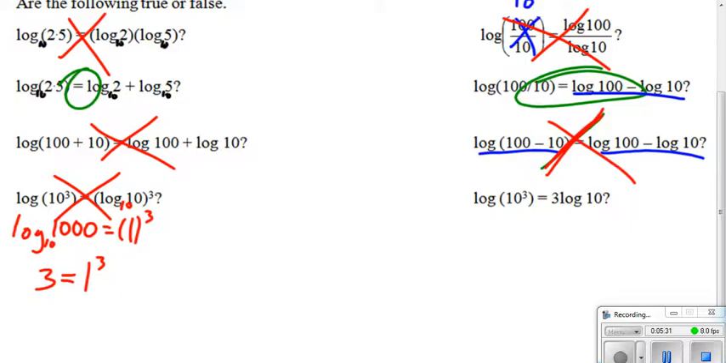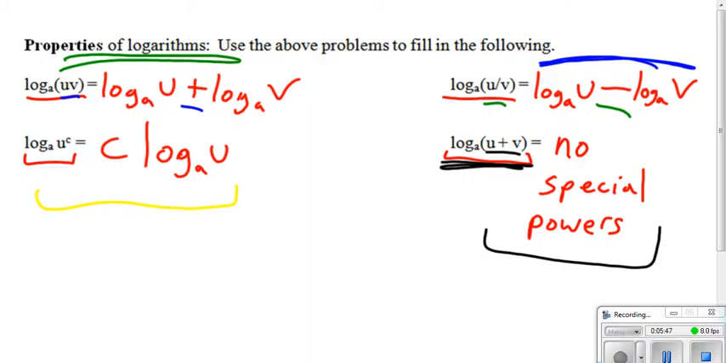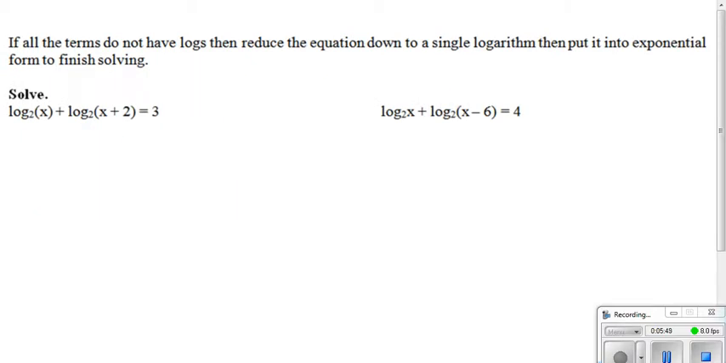How about though if we have log base 10 of 10 to the third power equals 3 times log base 10 of 10? Well, remember from our properties, that one does work. That one is totally fine. So we can use those properties to solve different problems like this. And there again were those properties. So let's move on to trying to solve some of these.